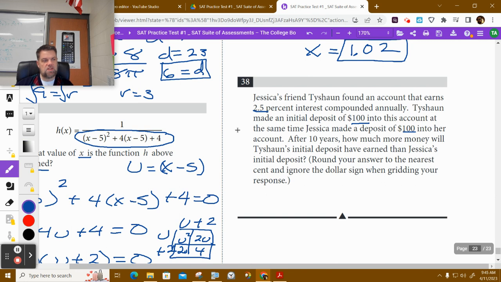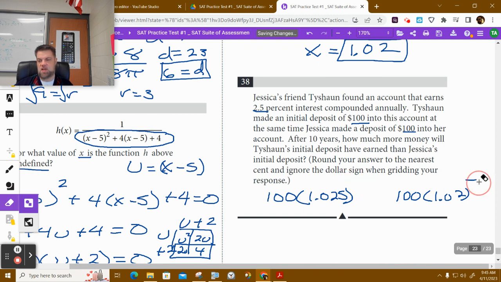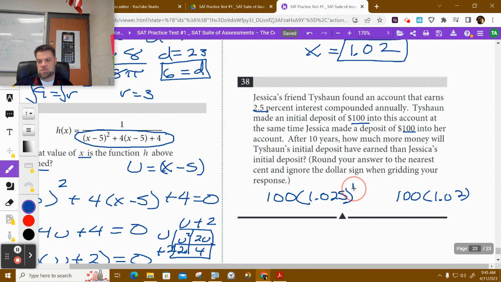There's a couple of ways to do that. Tyshawn's value would be 100 times 1.025 to the t, and hers was 100 times 1.02 to the t. But they said after 10 years, so I'm going to plug in 10 here. And then you're going to subtract hers from his. So I think this will give us the right answer.